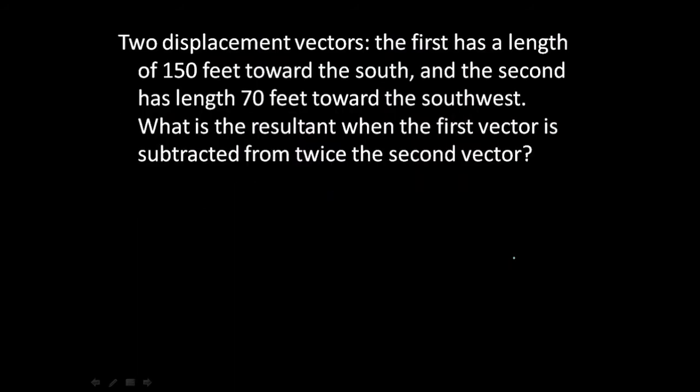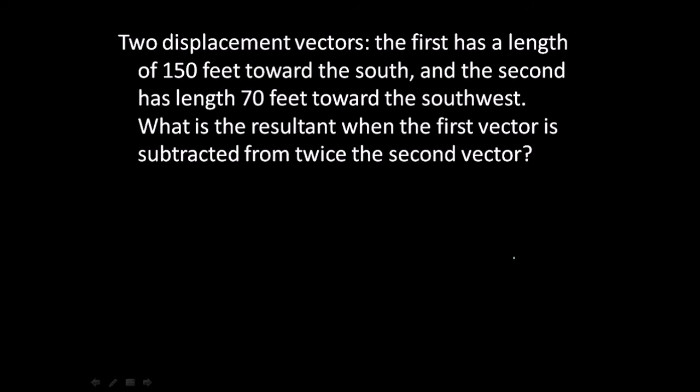So let's try an example. Two displacement vectors. The first has a length of 150 feet toward the south, and the second has a length of 70 feet toward the southwest. What is the resultant when the first vector is subtracted from twice the second vector? Okay. Without the knowledge that we've gained here in this lesson, this would be almost nonsensical. But now we know what to do.